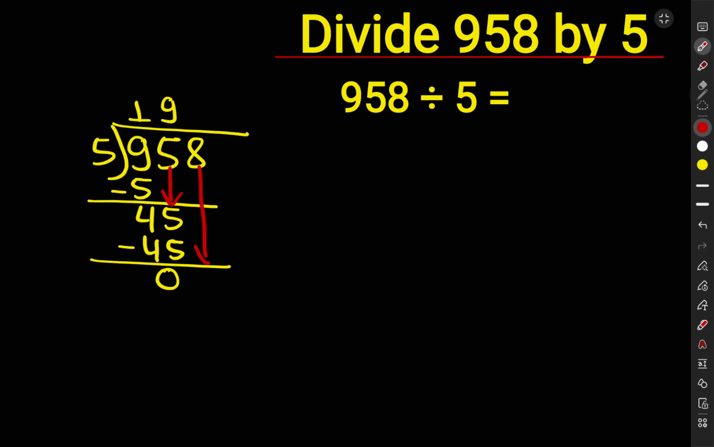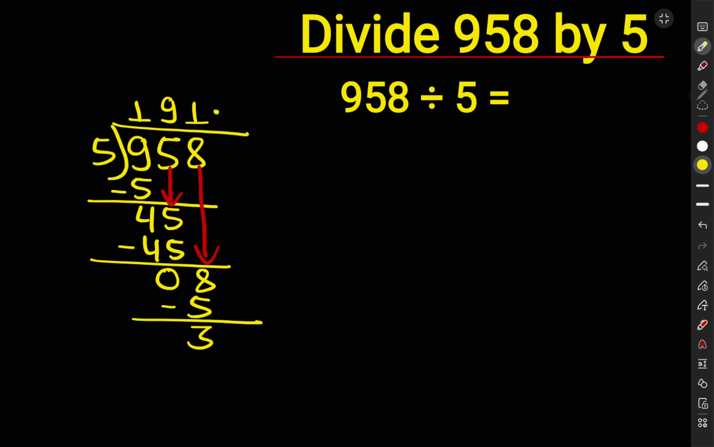So again we put down this 8 and 5 times 1 is 5. On subtracting we get 3. So now we have no other number to put down.